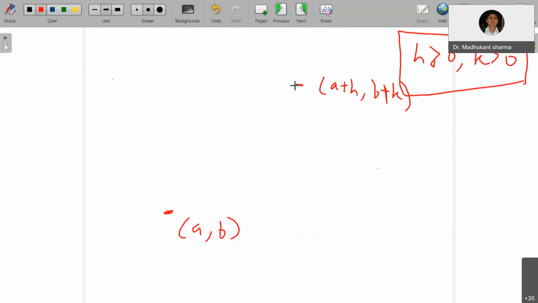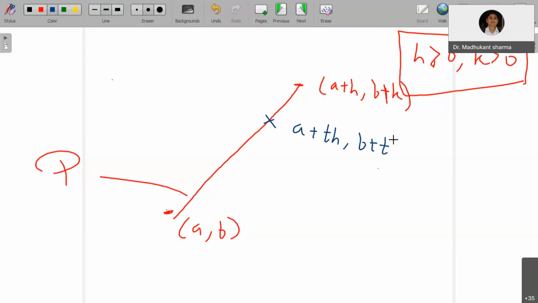Now you can certainly find the line passing through these two points. Any point on this line segment is (A plus th, B plus tk), where t belongs to [0, 1]. This is a continuous line segment. When you put t equals 0, you get (A, B). When you put t equals 1, you reach (A plus h, B plus k). So it is increasing with respect to t, which is also known as the arc length parameter.